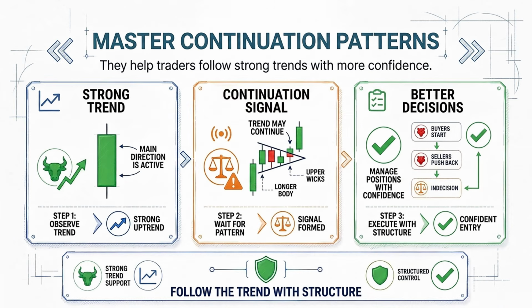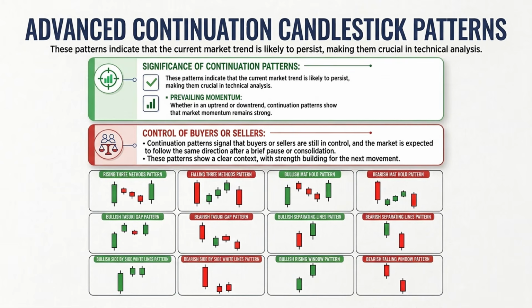In conclusion, mastering continuation candlestick patterns is essential for traders who want to capitalize on strong trends. These patterns provide signals that the prevailing trend may continue, allowing you to make more informed decisions and manage your positions with greater confidence. By recognizing patterns such as the rising and falling three methods, Tasuki gaps, separating lines, mat hold patterns, side-by-side white lines, rising windows, and falling windows, you can better time your trades, avoid false signals, and follow market momentum more effectively.